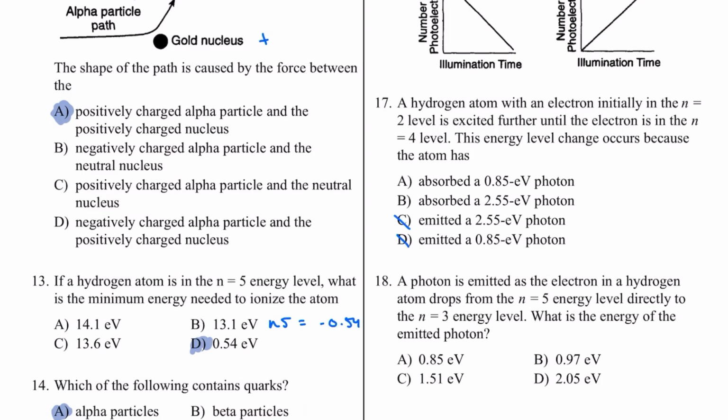So that's wrong. Now energy level 2 is equal to negative 3.4, while energy level 4 is equal to negative 0.85. So we have to do E photon is equal to Ei minus Ef. So negative 3.4 minus negative 0.85. It's absorbing a 2.55 eV photon.